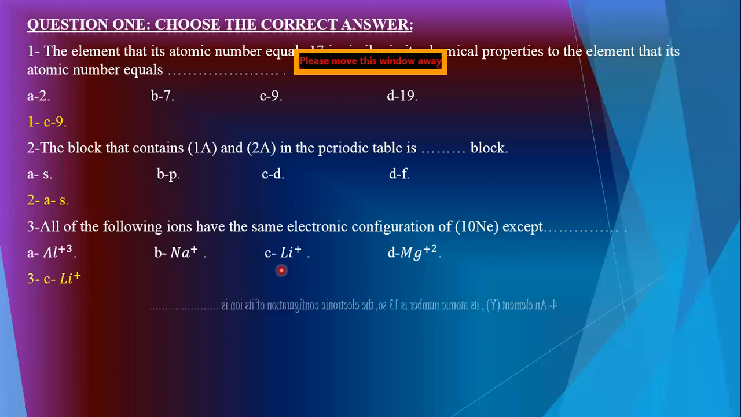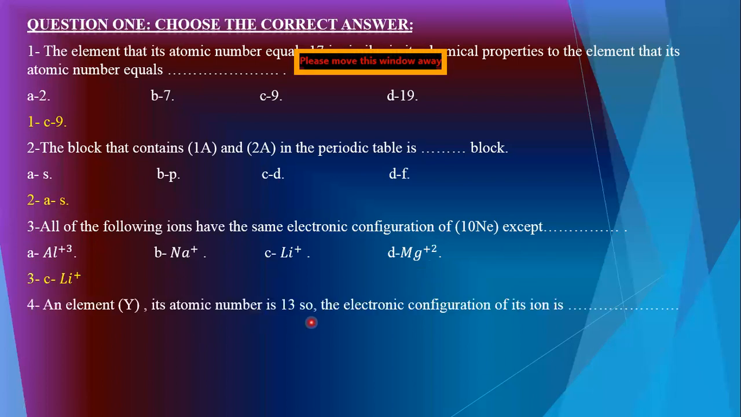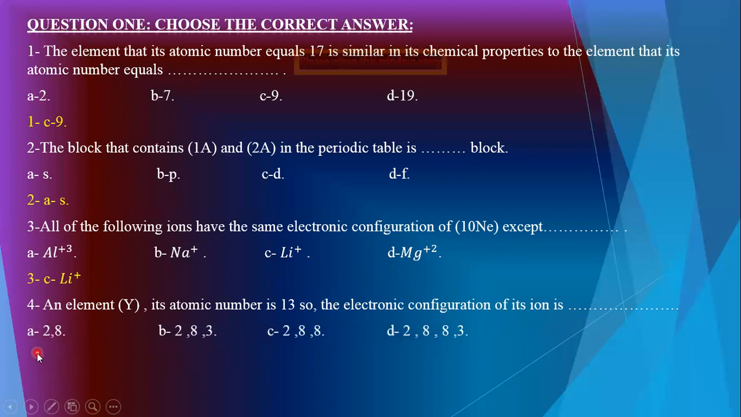Number 4, an element Y with atomic number 13. The electronic configuration of its ion, and we should notice the word ion. To be an ion it must be 2,8, because the 3 outer electrons are going to be lost. Which one is 2,8? Here A. But 2,8,3 is the configuration of the element, not of the ion. 2,8,8 and 2,8,8,3 are wrong from the start. So the answer is A, 2,8.